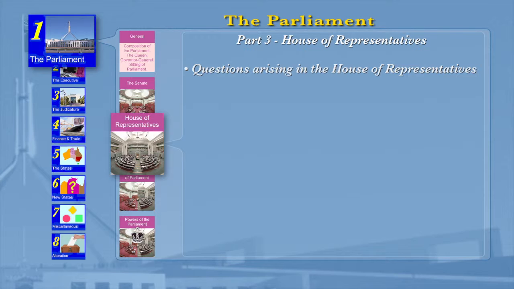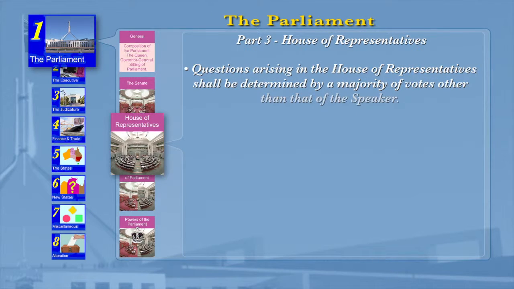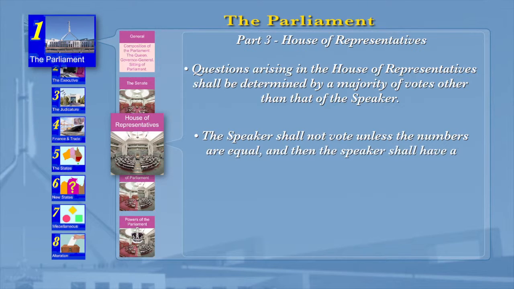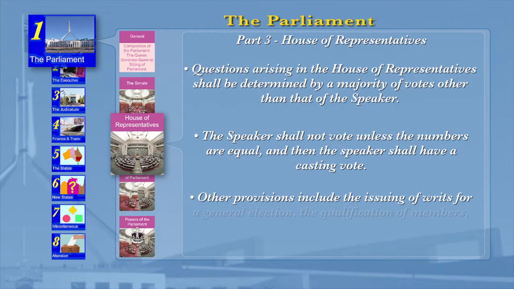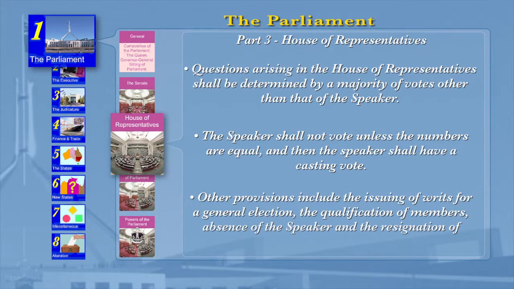Questions arising in the House of Representatives shall be determined by a majority of votes other than that of the Speaker. The Speaker shall not vote unless the numbers are equal, and then the Speaker shall have a casting vote. Other provisions include the issuing of writs for a general election, the qualification of members, absence of the Speaker, and the resignation of members.